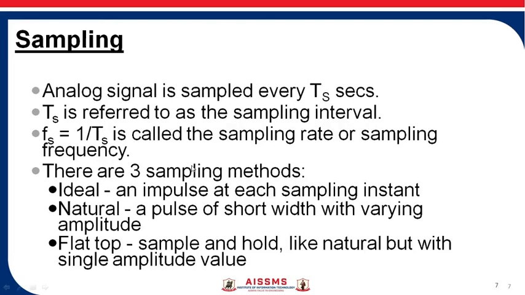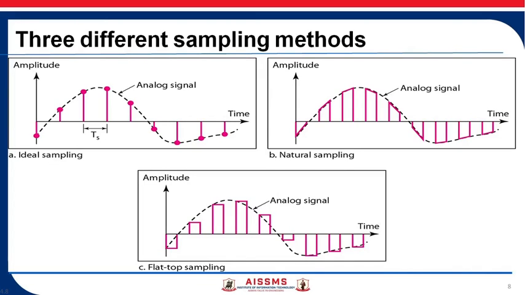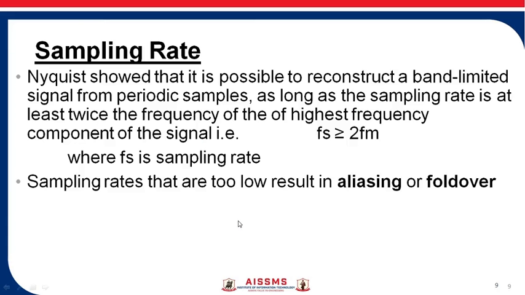In sampling, the analog signal is sampled after every Ts seconds, and Ts is referred to as the sampling interval. Fs is nothing but 1 by Ts, which is called the sampling rate or sampling frequency. Basically there are three methods of sampling: ideal, natural and flat top sampling. In this diagram also you can see these three methods of sampling: ideal sampling, natural and flat top.